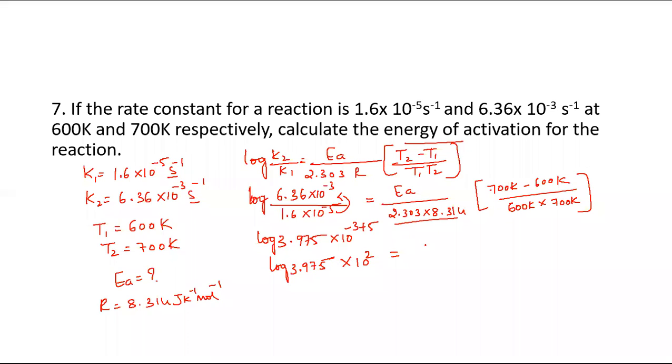So now EA divided by, this is as I told you, 19.147. So 700 minus 600 is 100 Kelvin divided by 42, then 4 zeros, Kelvin square. This and this got cancelled. So if you do it like this, at last you can easily write the unit. Here joule per Kelvin per mole is remaining. So this Kelvin and per Kelvin got cancelled.